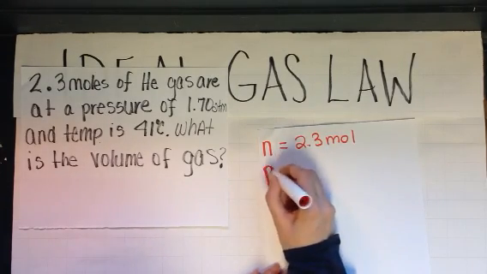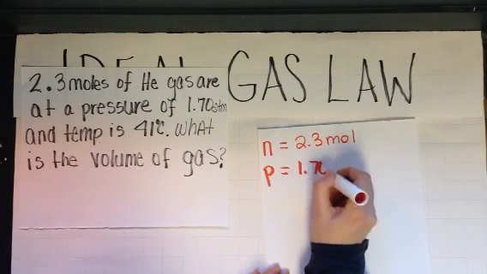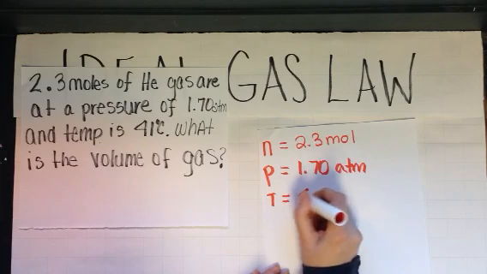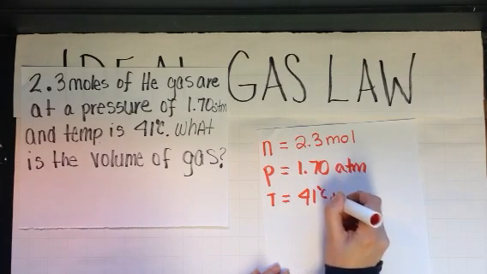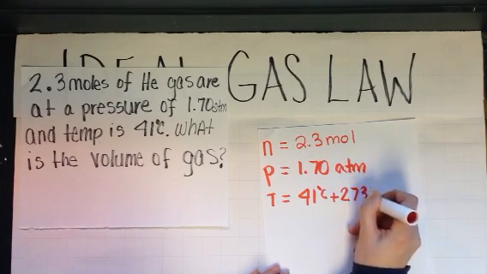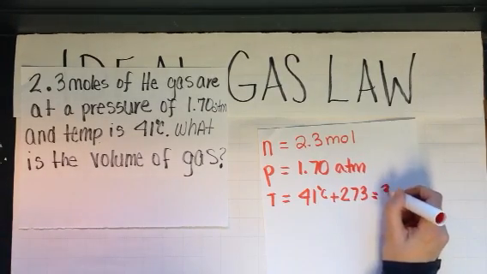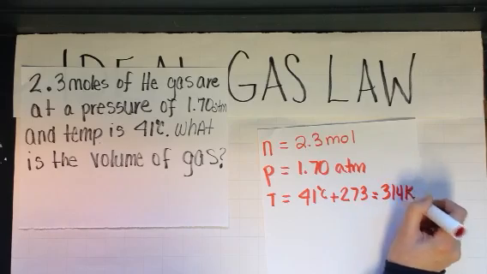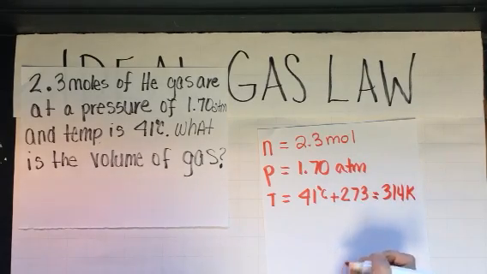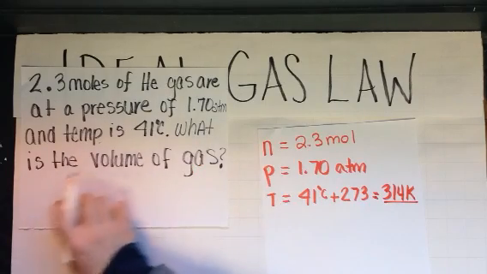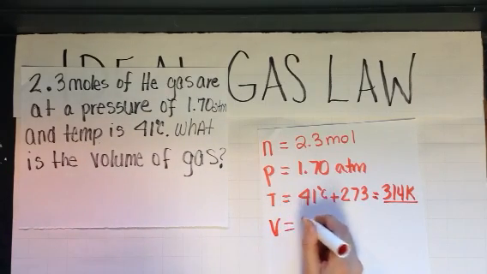And the pressure, P stands for pressure, is 1.70 atm. And I have a temperature, which is 41 degrees Celsius. Right away, I convert that to Kelvin, so 273, right, should give me 314 K. Okay. So that's more important than the degrees Celsius. And what is the volume? So V is question mark.